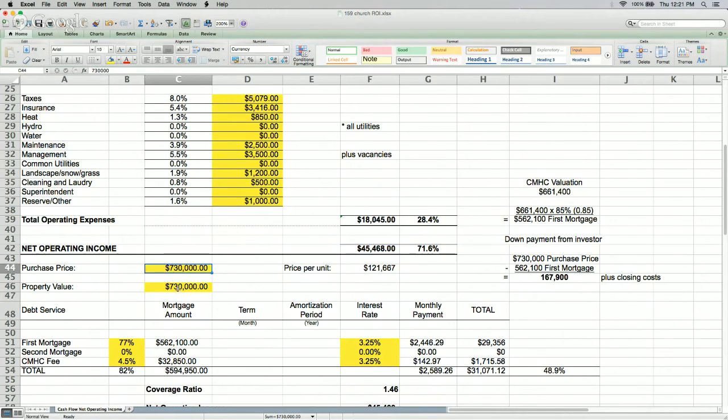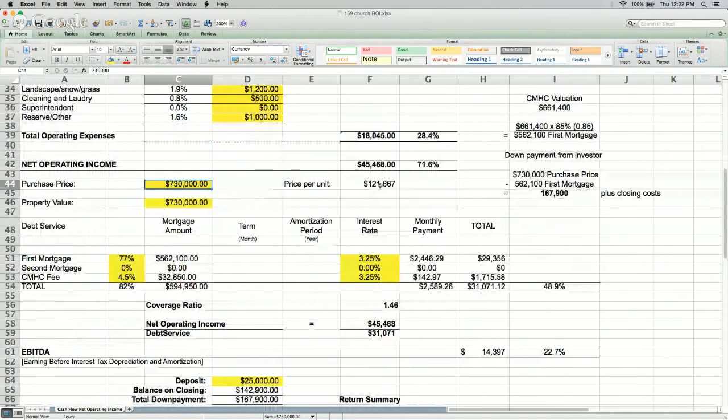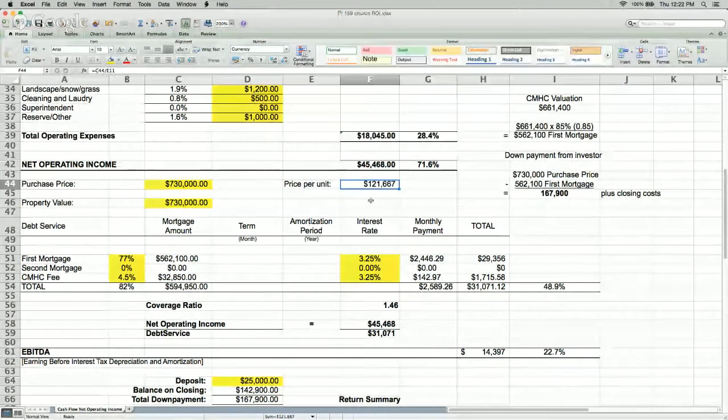Okay, so this property was actually a property we did with an investor a little while ago. We ended up purchasing this property for $730,000. Okay, so price per unit, if you take this number, you divide by 6 units, you end up with about $121,677 per unit. That's about an average right now. We're seeing prices at the moment anywhere between $100,000 and $130,000 per unit in areas like Kitchener and Hamilton, Toronto excluded, Guelph also. London would be a little bit less, and St. Catharines also a little bit less.